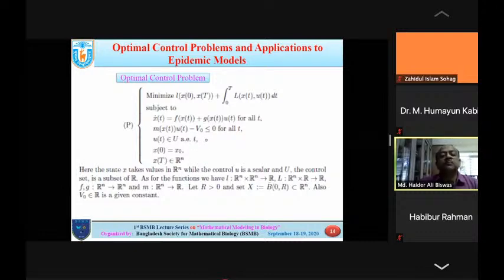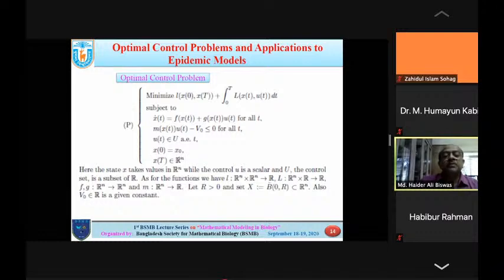Because we should minimize an objective function subject to some constraint like this. You can see here, this constraint is mainly a linear differential equation. And of course there is some other constraint. This constraint looks like our mixed state constraint. We call it mixed because there is x and u both. I will discuss some constraints of the optimal control problem next. And also u belongs to our capital U, the measurable set. And here is also the initial condition.